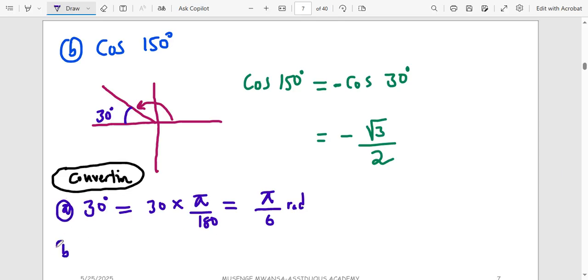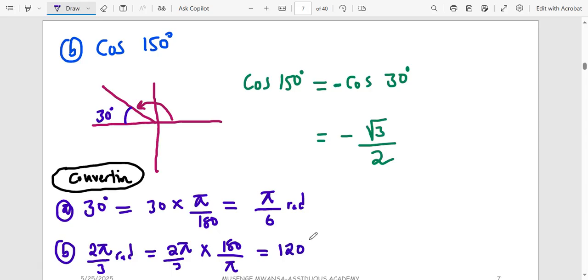The opposite happens. Let's say you have 2 pi over 3 radians and you want to convert to degrees. Multiply by the opposite: 180 over pi. The pi on the bottom cancels the pi on top. 3 goes into 18 six times, 6 times 2 is 12, so that will be 120 degrees.